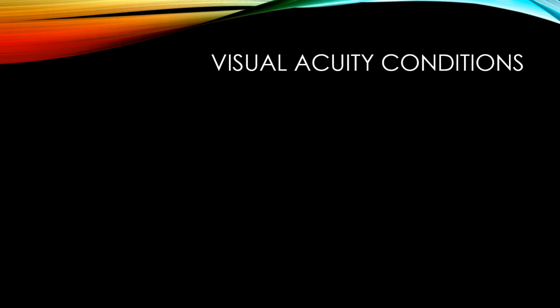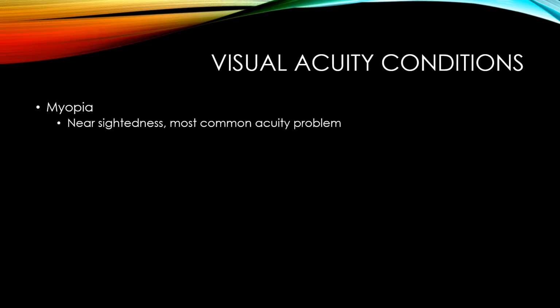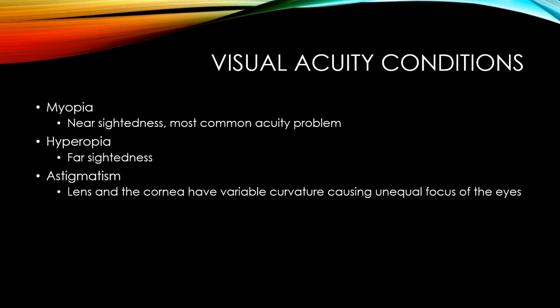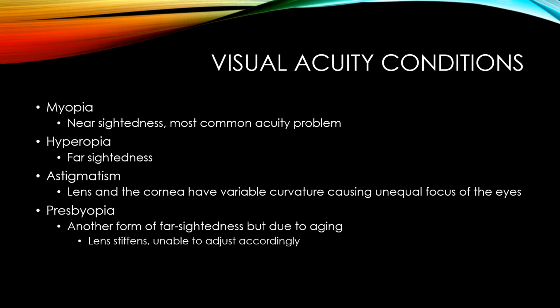Now there's different types of conditions presented, so we'll talk about the most common ones. We have myopia, which is for nearsightedness. We have hyperopia, which is for farsightedness, and astigmatism, where the lens and the cornea have variable curvature, causing unequal focus of the eye. So if you have astigmatism, you usually see a blurred portion of your vision. And you have presbyopia, which is another form of farsightedness, but this is usually for older people.